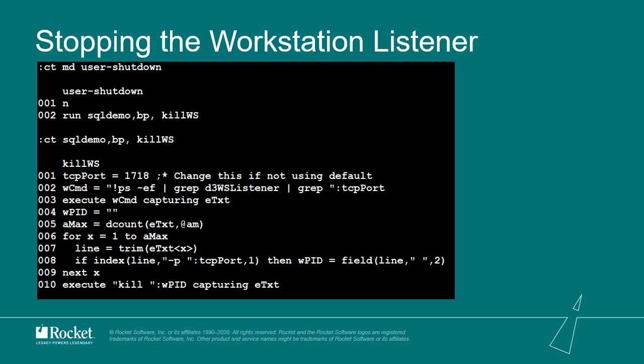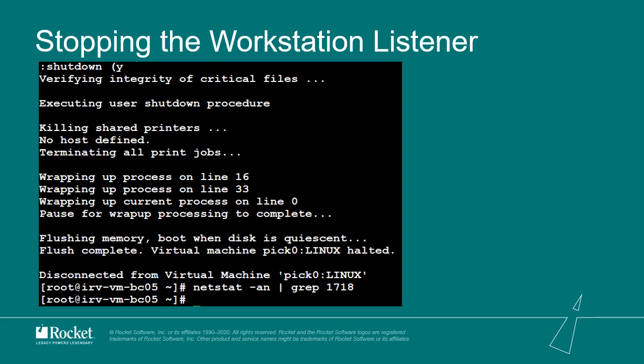Then create a user shutdown macro in the DM account if it doesn't already exist. Add the command run whatever BP killWS, or whatever you call the program. Okay, let's test the shutdown process. Do a shutdown and let D3 shut completely down. Do the netstat and verify that the workstation listener has stopped. Then start D3 again and do the netstat to verify that the workstation listener has started.